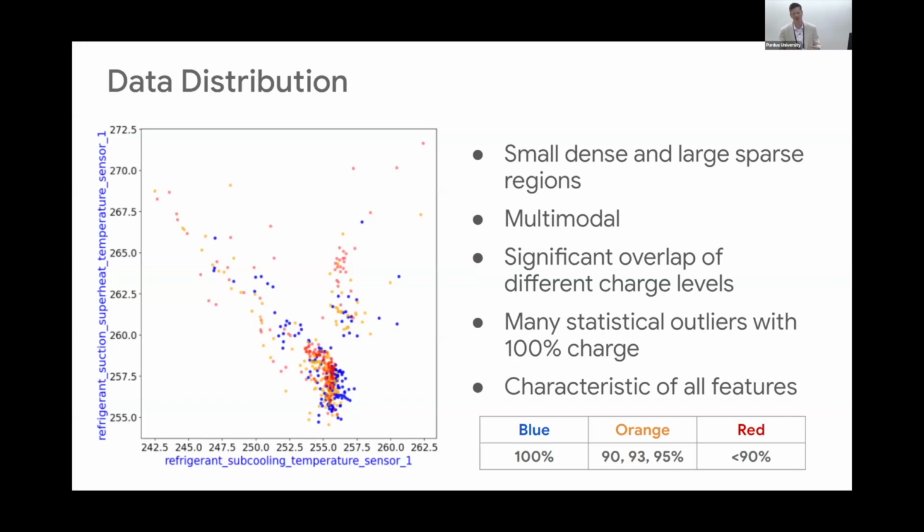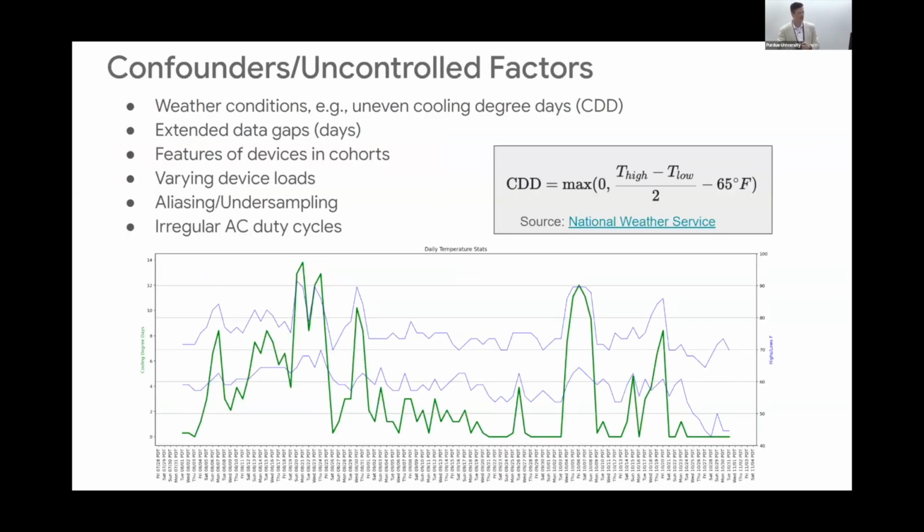And you see that there's a high degree of overlap. Very, very hard to separate these things. That's what we found, it's very hard to separate just by looking at this data. So it's a pretty challenging problem. We found that there were several confounders. So I already showed you the uneven cooling degree days. The weather was, the Bay Area is not the best place to do an experiment like this. So we're actually going to New York now with much more significant cooling degree days.